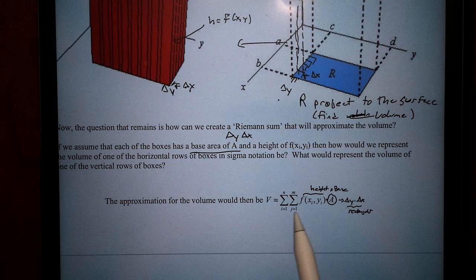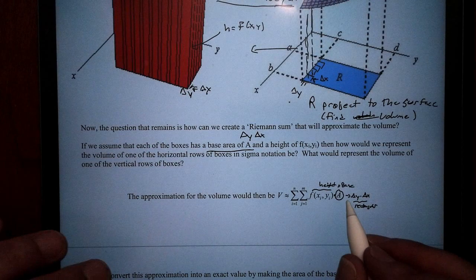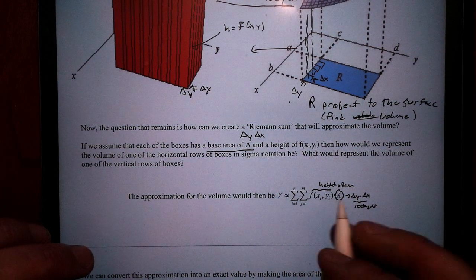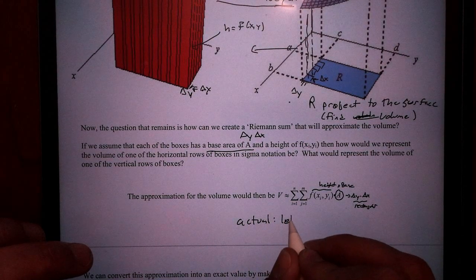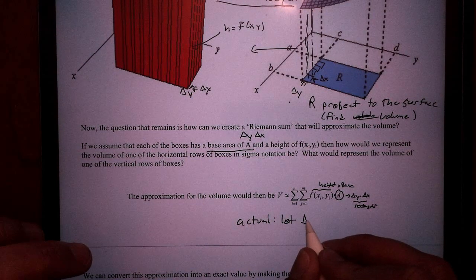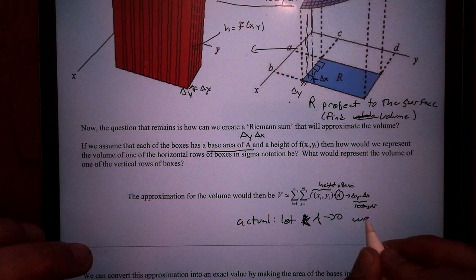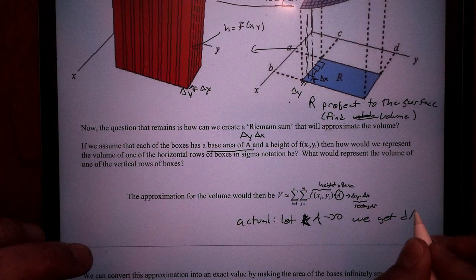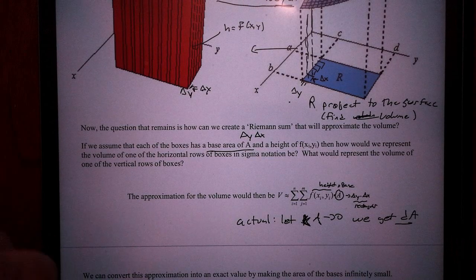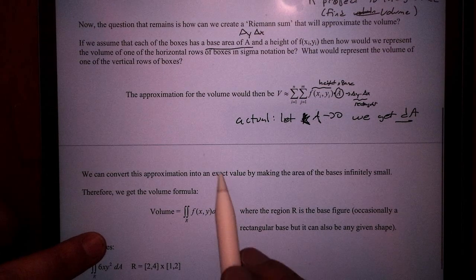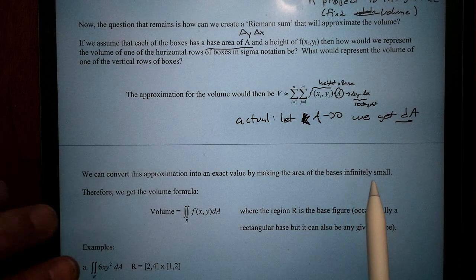Now again, like we said, if we want to get more accurate, well, what do we have to say? Well, if I want more accurate, I have to get my base smaller. To get the actual value, we're going to let A go to 0. And if we do that, we get dA, which we're going to talk about real quickly. So we can convert this approximation to the exact value by making the area of the boxes infinitely small.